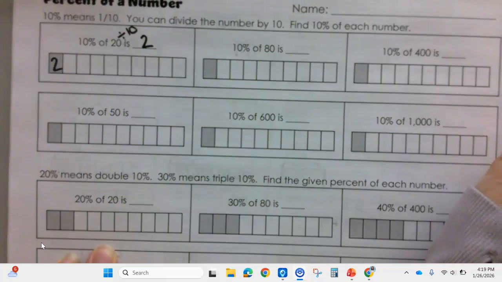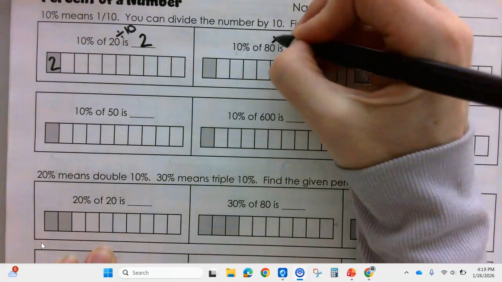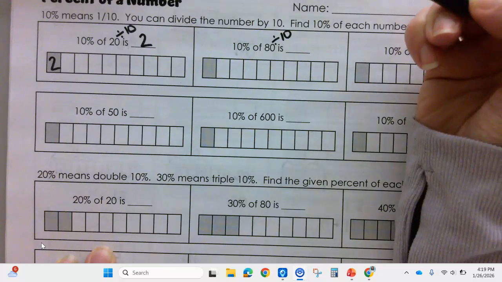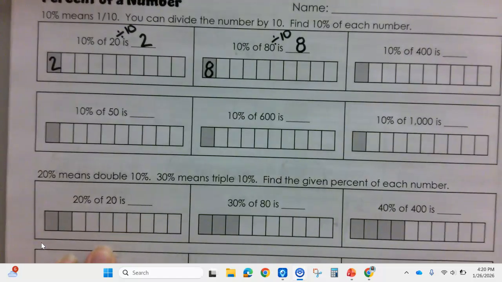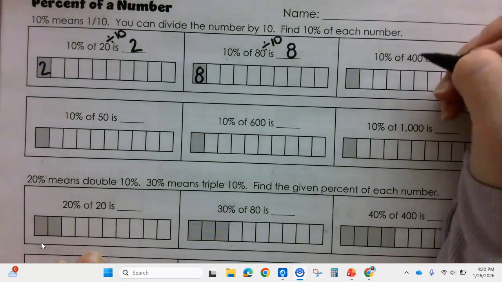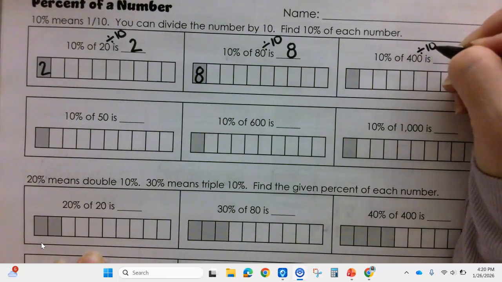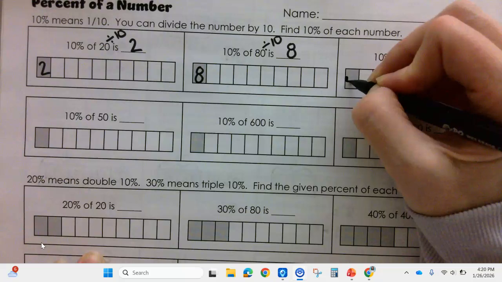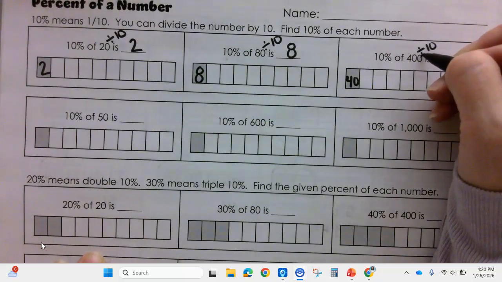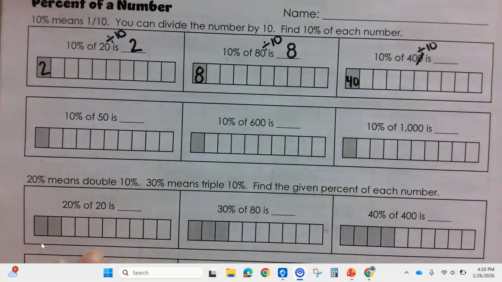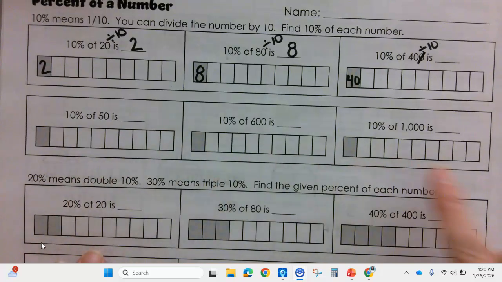All right, 10% of 80 means we need to break up the 80 into 10 equal parts. So divide it by 10. That would give us 8. All right, if we take this one and divide it by 10, we get 40. And a shortcut is when you're dividing by 10, what you can really do is actually get rid of one of the zeros. So that turns into 40. Okay, so you're going to do that same thing for these.